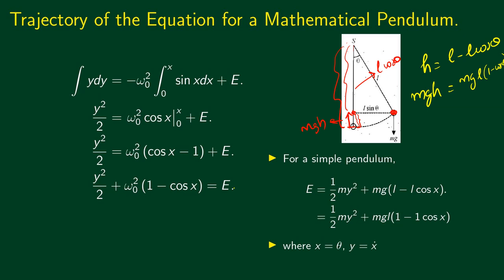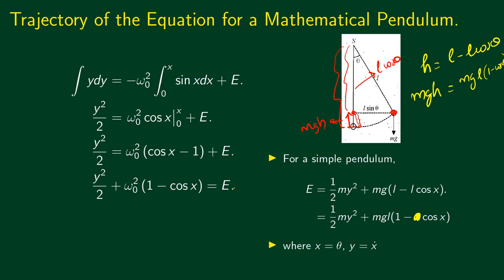Energy, the total energy expression, you can write as half m l squared x dot squared, which is the kinetic energy, plus m g l minus m g l cos x. Taking l common, it's m g l times (1 minus cos x). This is the potential energy, and the first term is the kinetic energy.